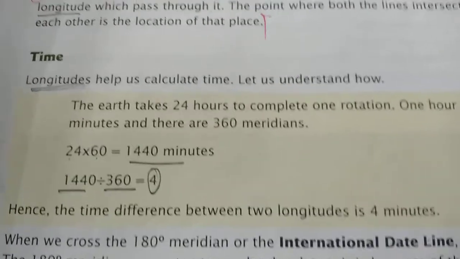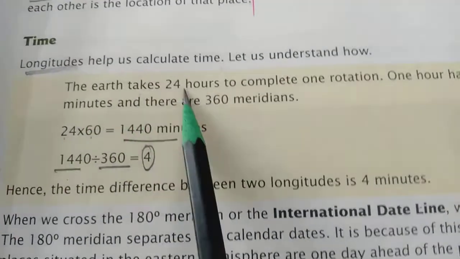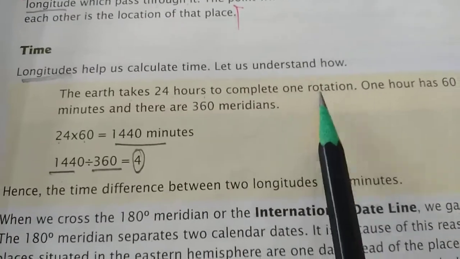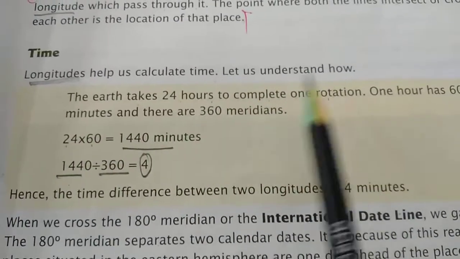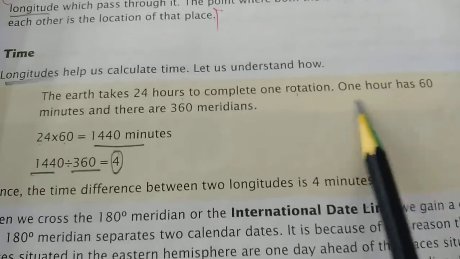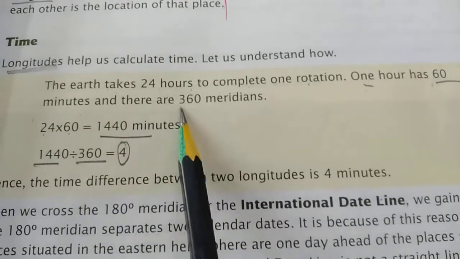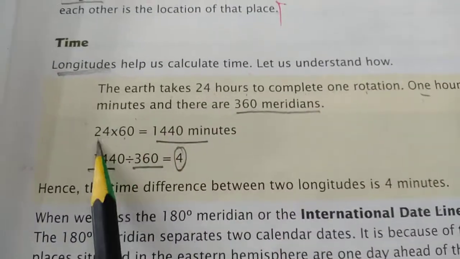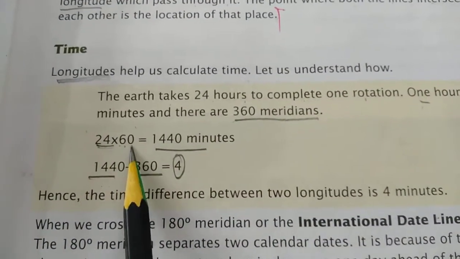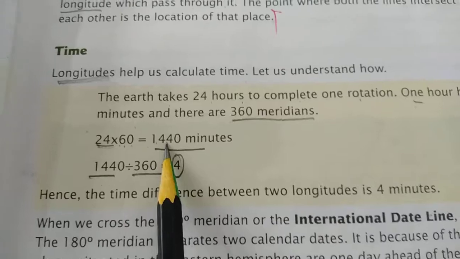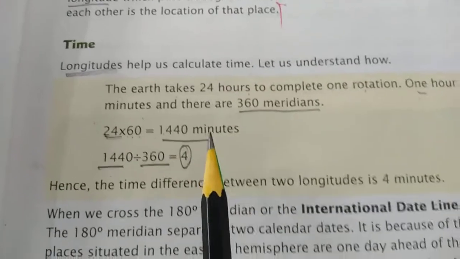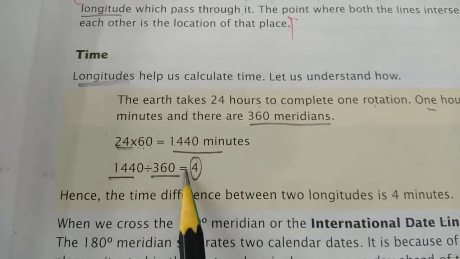Let us understand how. The earth takes 24 hours to complete one rotation. 1 hour has 60 minutes, and there are 360 meridians. So we can say that 24 hours into 60 minutes equals 1440 minutes. And there are a total of 360 meridians.